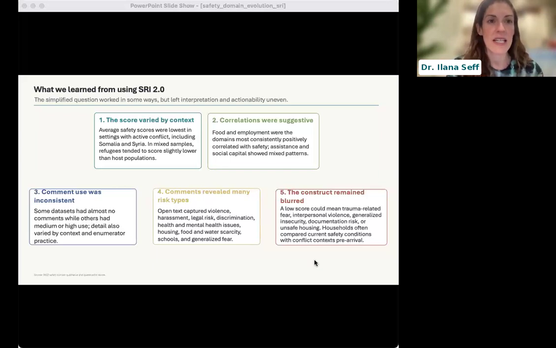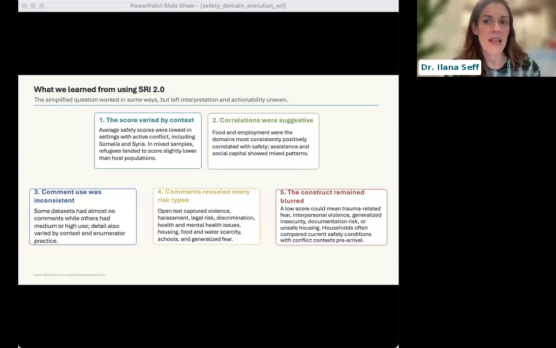A few of the things stood out when we did this. There were some positives with the domain. The score we found was varying by context in the ways that we would expect. For example, the average safety scores were lower in settings with active conflict, such as Somalia and Syria. And in samples where we had both refugees and host populations, the safety domain tended to be lower for refugees versus the host populations. So that was at least some signal that the safety domain was capturing something that we would expect.